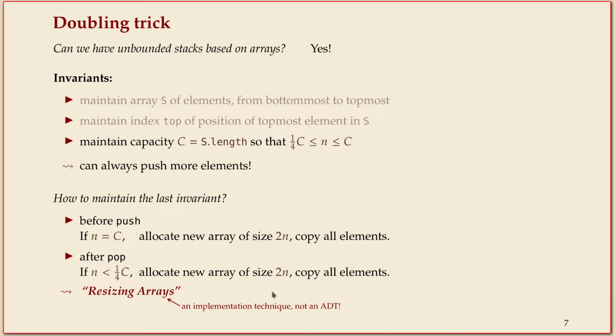And after a pop? Well, if you pop an element, it might be that the stack is too empty for us to allow it. We don't want to have more than 3/4 of the array empty. And if that's the case, we halve the capacity. What's written on the slide is a more sophisticated way of saying that, but it comes down to the same thing. If your array is too empty, you make an array that's half the size, and then it's no longer too empty. Okay?